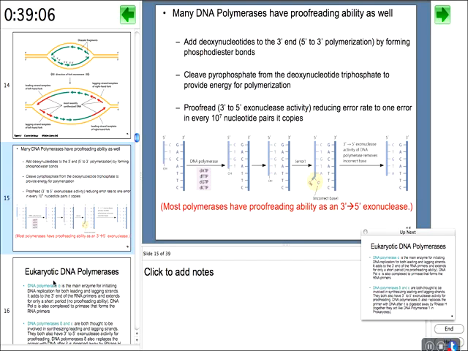The other thing that's really important is that they can proofread. They can actually cut off the last nucleotide if they see there's a problem. So if it recognizes that it added the wrong nucleotide, it can cut that one off. So it has what we call exonuclease activity. It can cut off a nucleotide from the end that it just added, so from that 3' end.